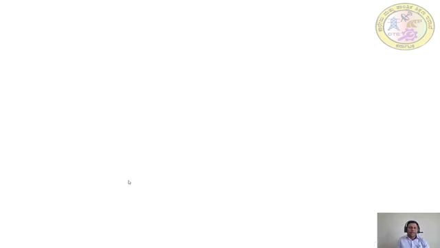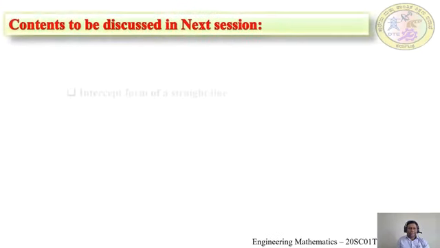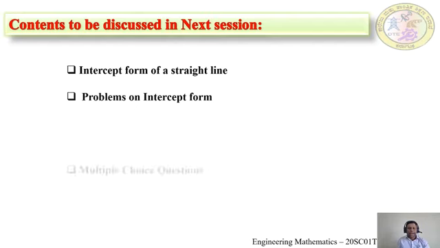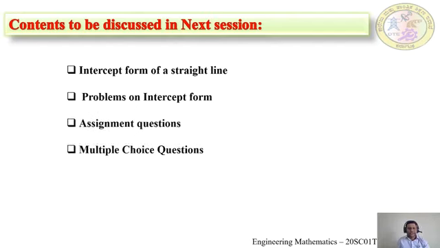Then what are the things we are going to discuss in the next session? In the next session, we will discuss the intercept form of a straight line, problems on intercept form and multiple choice questions. So these are the things, and also assignment questions. So these are the things we are going to discuss in the next session.